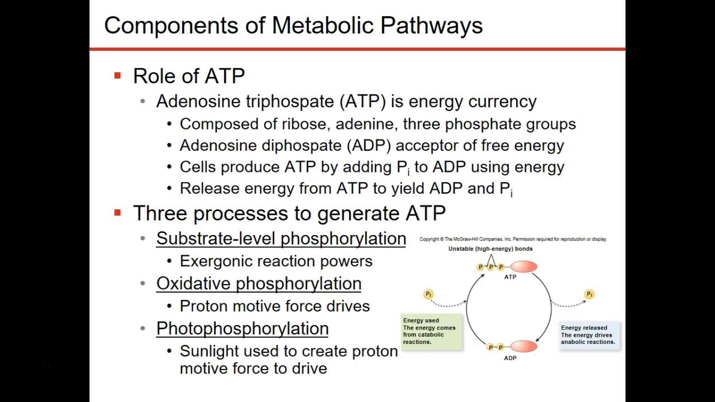Oxidative phosphorylation uses an electron transport chain, and the electrons drive the pumping of protons, hydrogen ions, across a membrane, producing a proton gradient. And as those protons flow back from higher to lower concentration, they produce a lot of ATP energy.